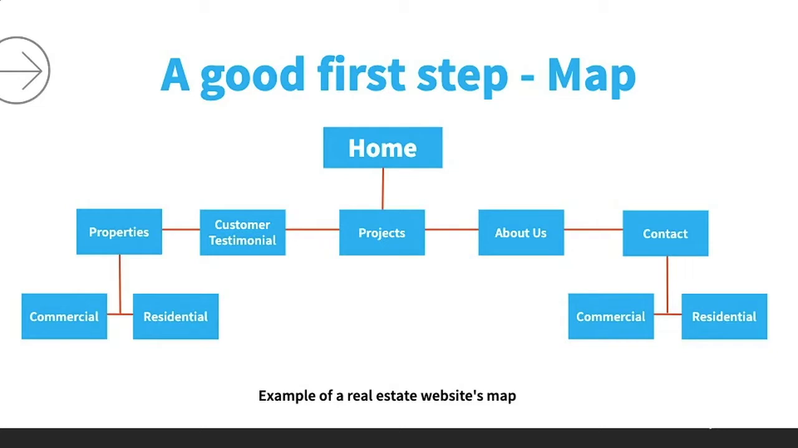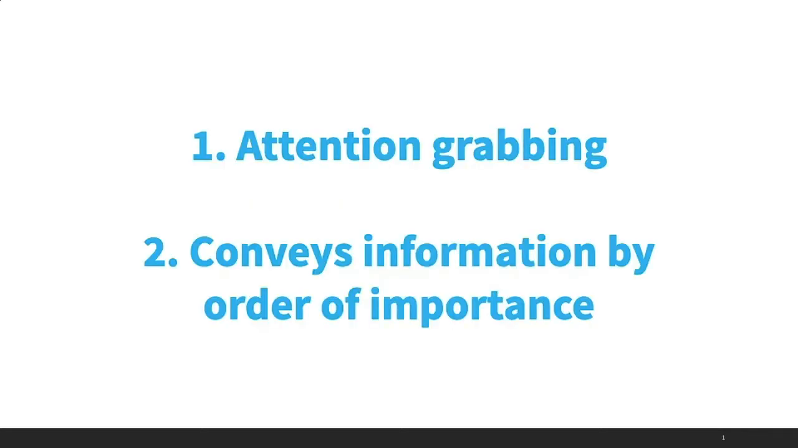Okay. So now that you have a map with you, what's next? Well, everything that you've drawn on a piece of paper now needs to be converted into a visual tree. That is exactly where visual hierarchy comes into play. Although it might sound a little technical, trust me, it is not so technical at all. The visual hierarchy has two major concepts in it. Number one, attention grabbing, and number two is conveying the information in the order of importance.